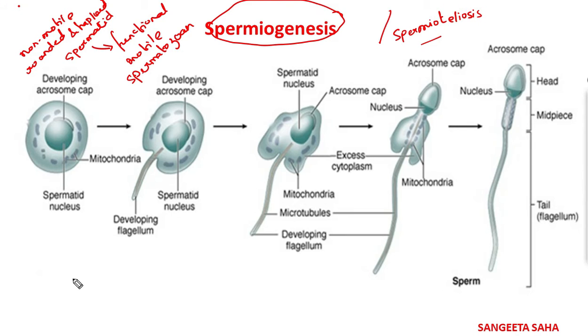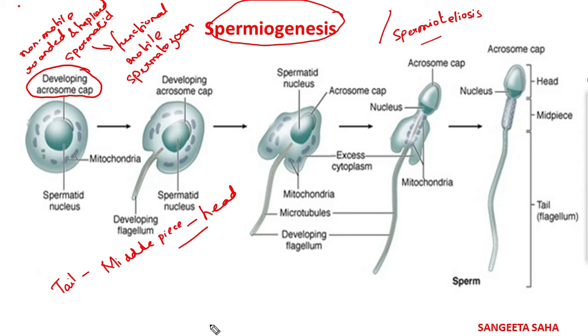Now, during spermiogenesis, the spermatids begin to grow a tail, then develop a middle piece, and then a head. So, what are the changes that occur during spermiogenesis? The first change that occurs is the development of the acrosome cap.